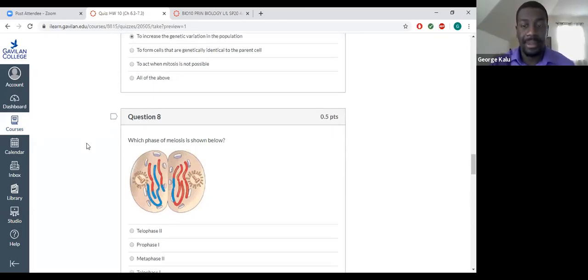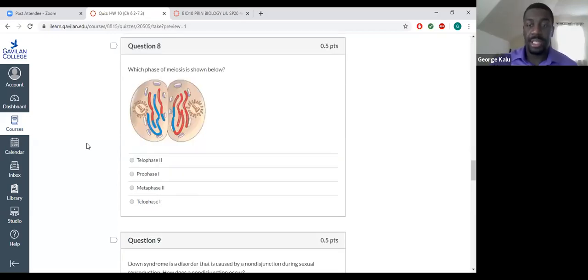Beautiful. Okay, question 8. Which phase of meiosis is shown below? Is this telophase 2, prophase 1, metaphase 2, or telophase 1? Right, this would be telophase 2. Perfect. So telophase 2, and how do we know this is telophase 2 and not telophase 1?